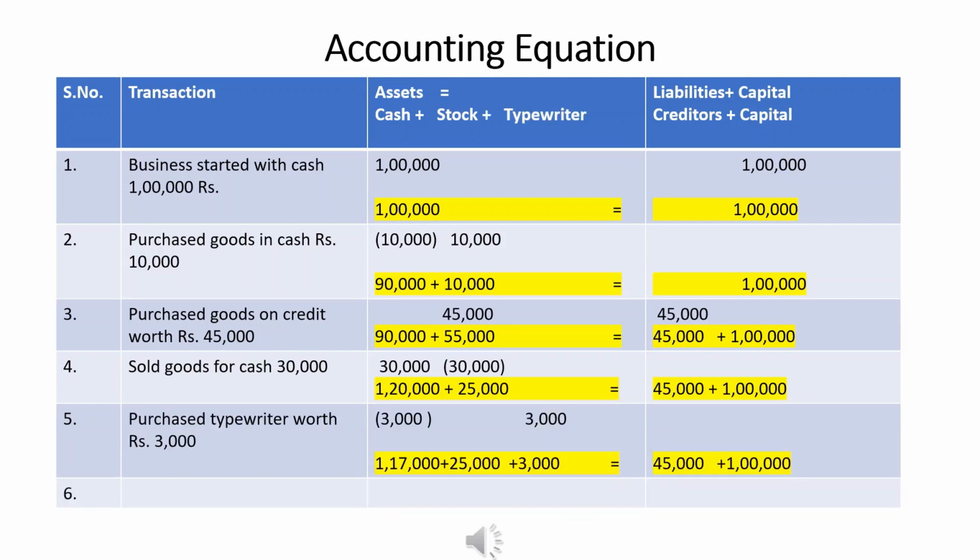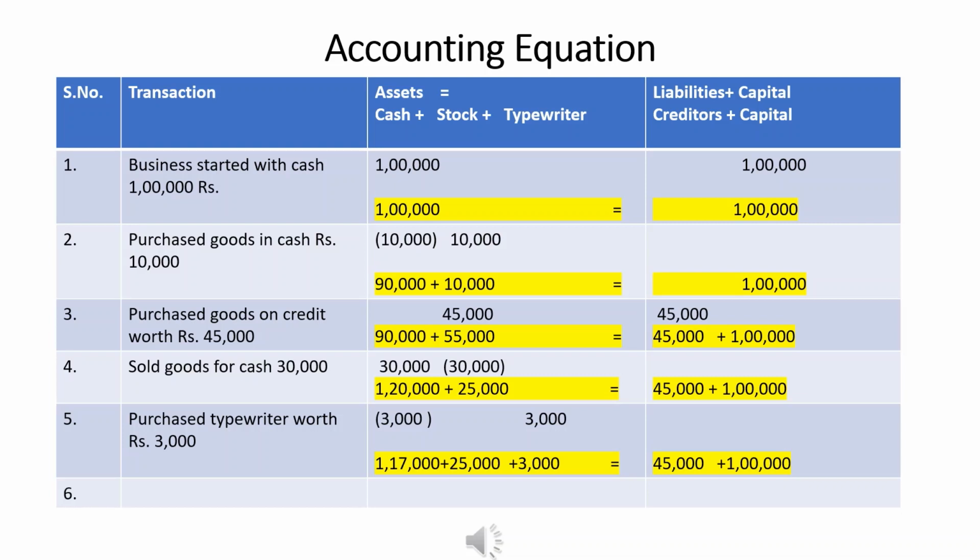Fifth transaction, purchase typewriter worth rupees 3,000. So यहाँ पर nothing is given that how the payment is made. So by default we assume that the payment has made in cash. So हमारा कैश 3,000 रुपीज से कम हो जाएगा, जो कि पहले 1,20,000 था, अभी वो 1,17,000 रह जाएगा. नो चेंज इन स्टॉक, पहले 25,000 था, अभी भी 25,000 होगा. Now we have a new asset created that is 3,000 rupees.